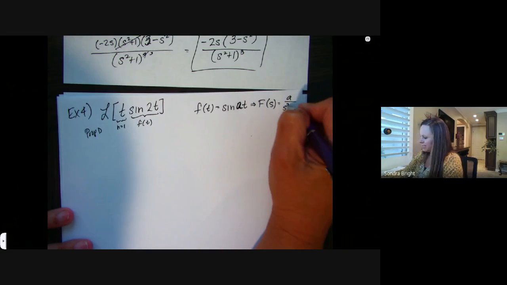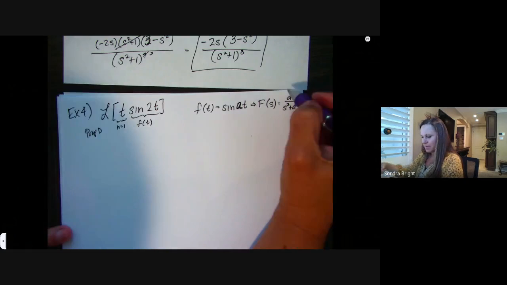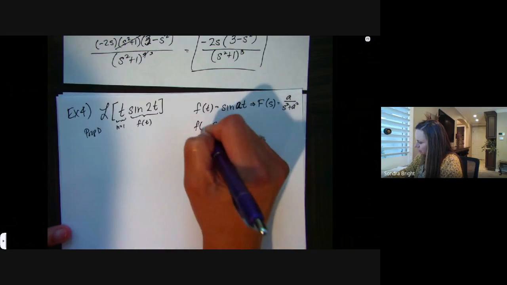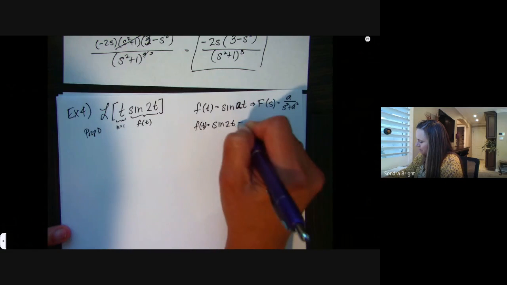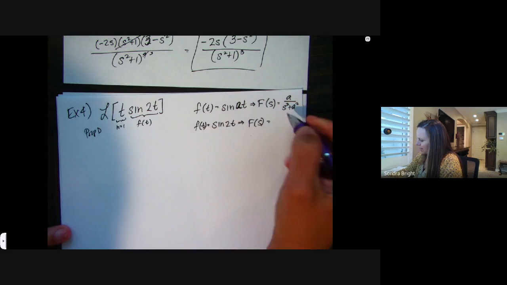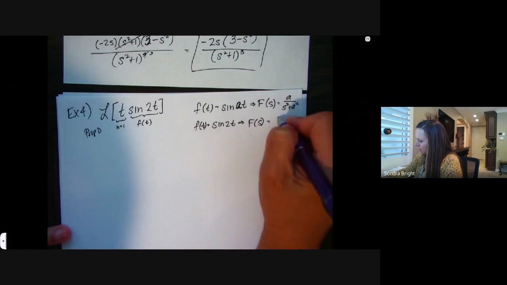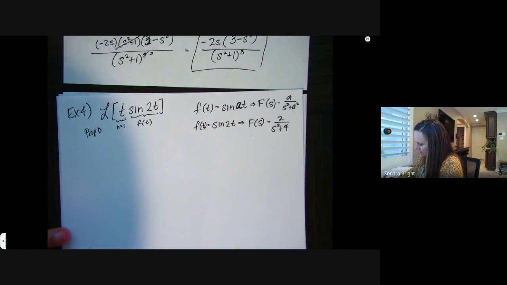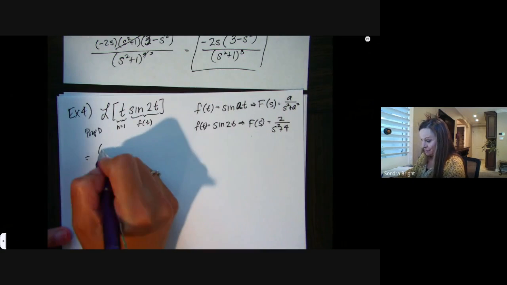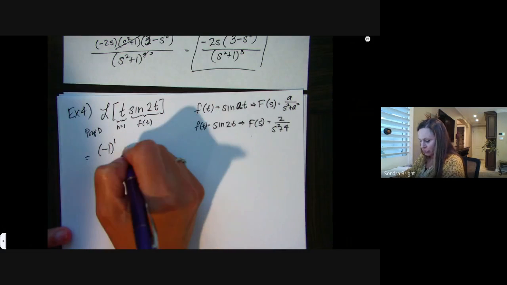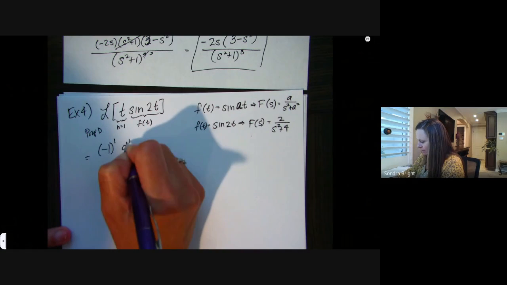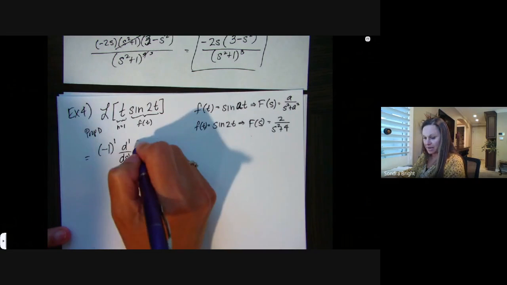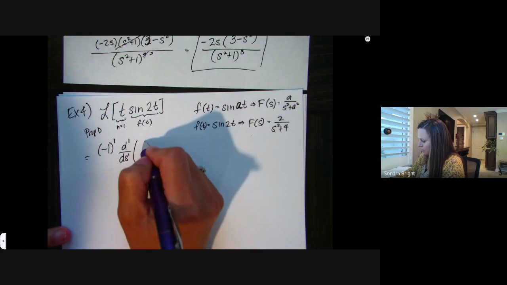Now, cosine has s on top, sine has a on top. So if f of t is sine of 2t, then big F will be, your a is 2 this time, so 2 over s squared plus 4. That means this will equal -1 to the nth power times the first derivative with respect to s of your big F of s. So 2 over s squared plus 4.